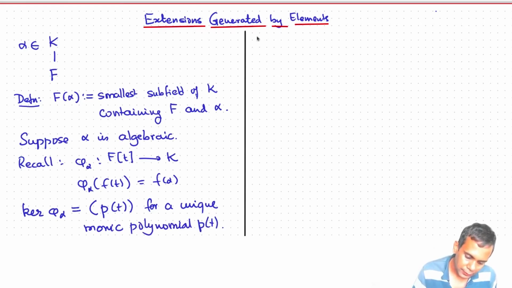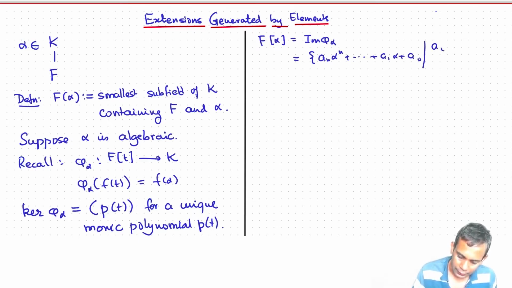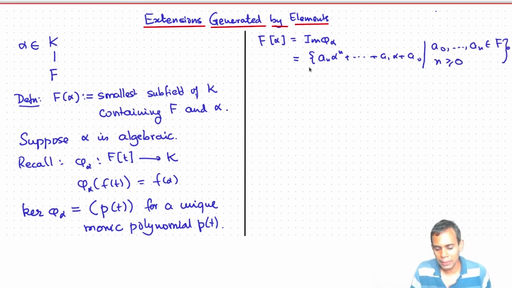Okay, and let's make another definition. Let's define F[alpha] just to be the image of phi alpha. Explicitly, this set is the set of all a_n alpha to the n plus ... plus a1 alpha plus a0, where a0 up to an are just elements of F and n is some non-negative integer. Because after all, it's just the image, all possible values taken by polynomials evaluated at alpha.